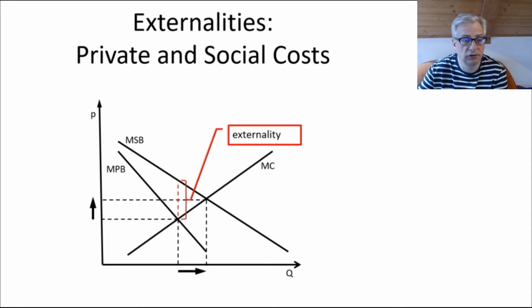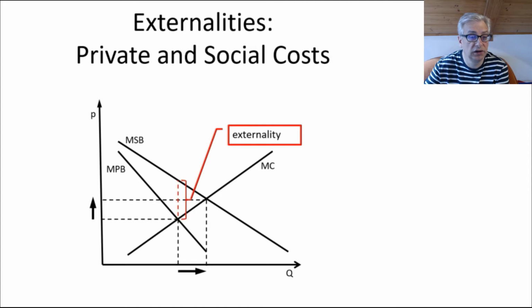Here again, in this graph, you can find externality as the vertical difference between marginal private benefits and marginal social benefits.